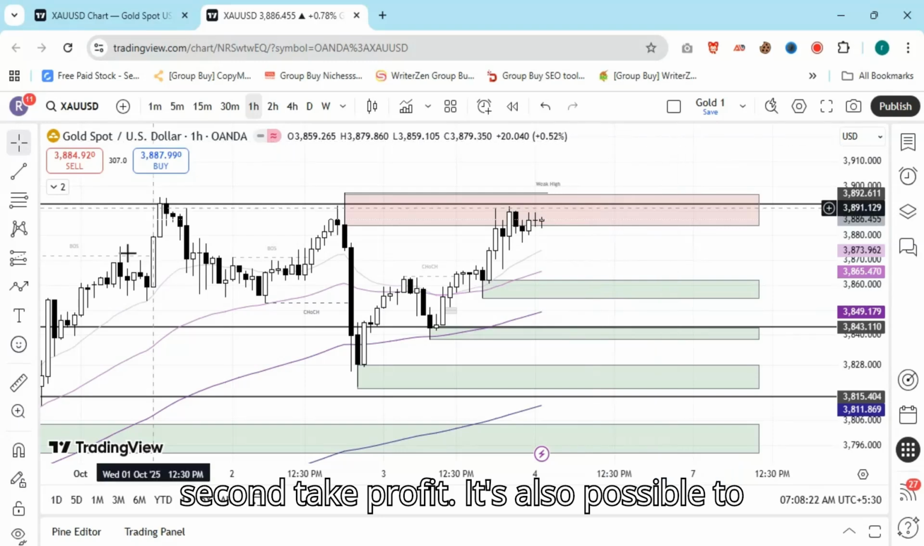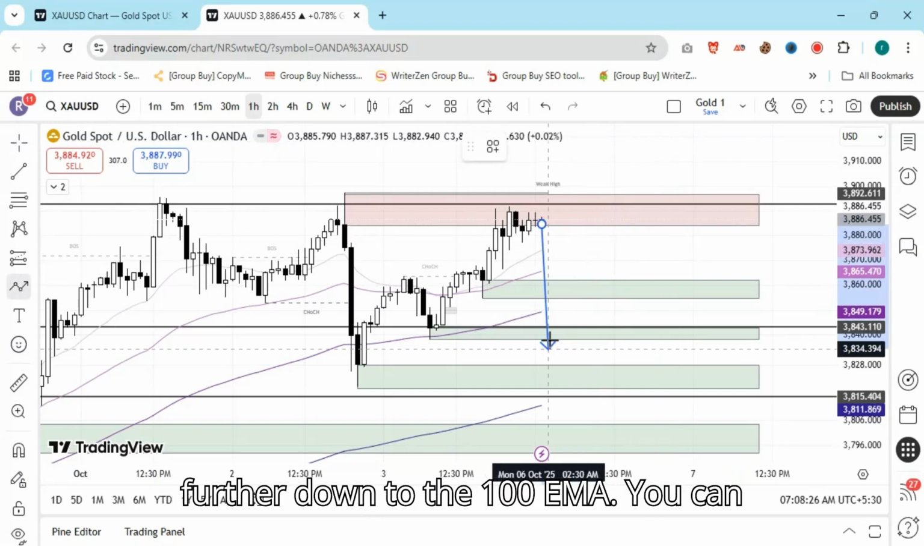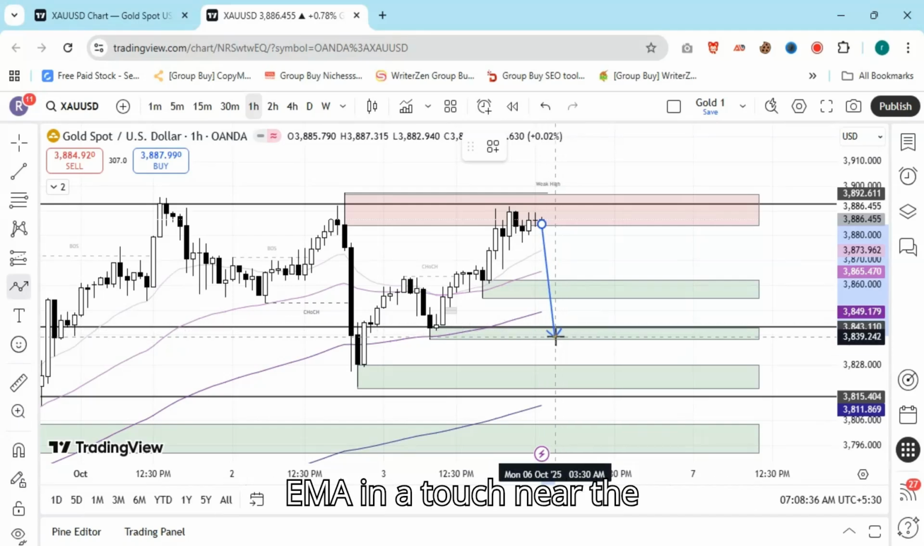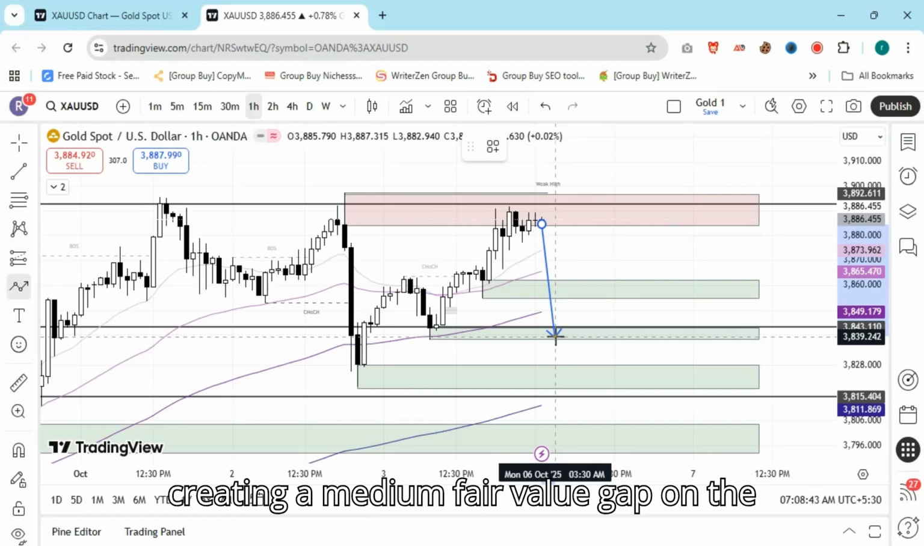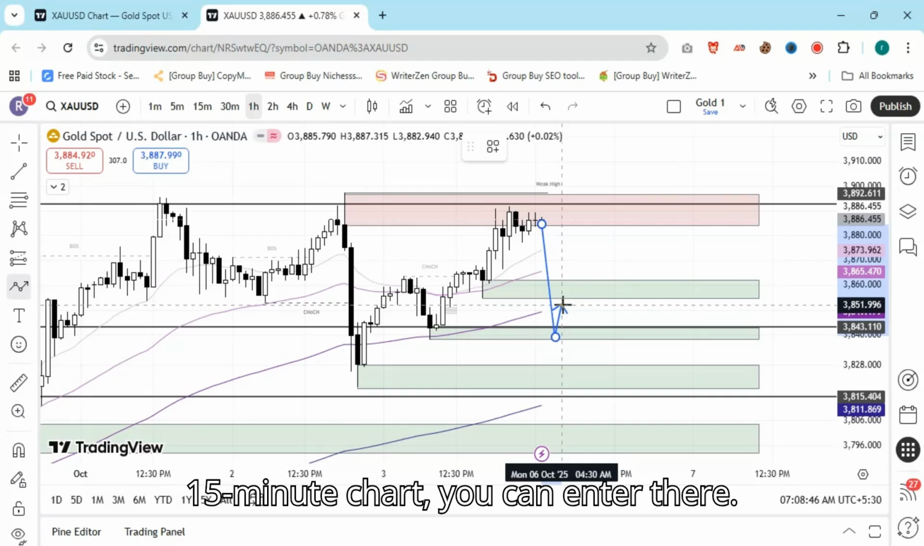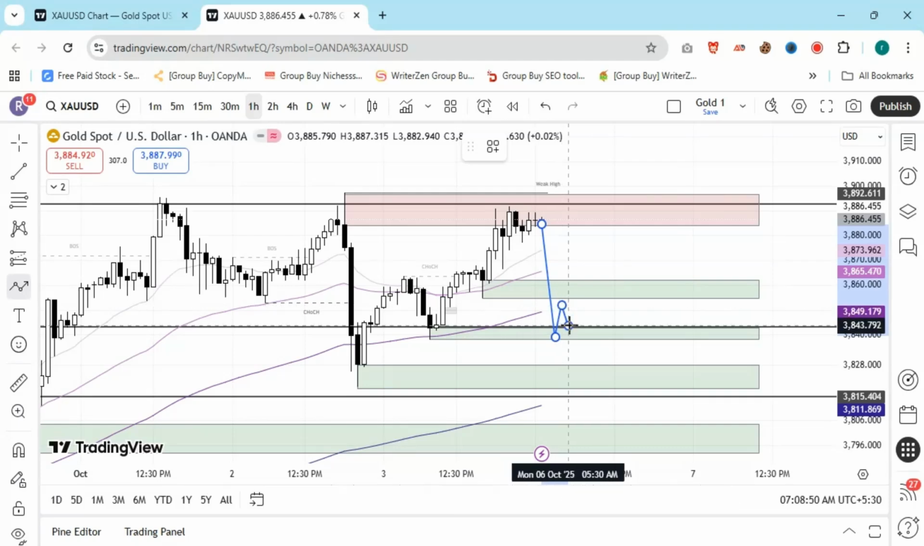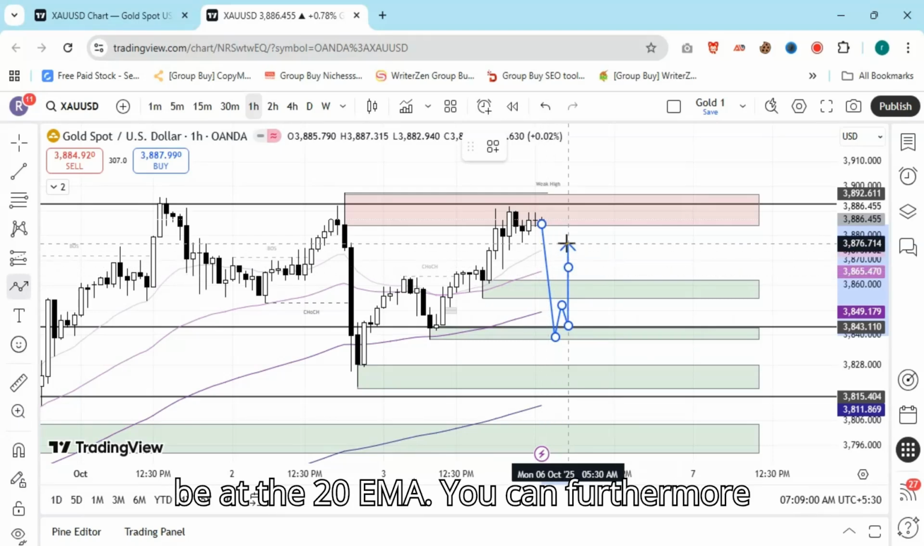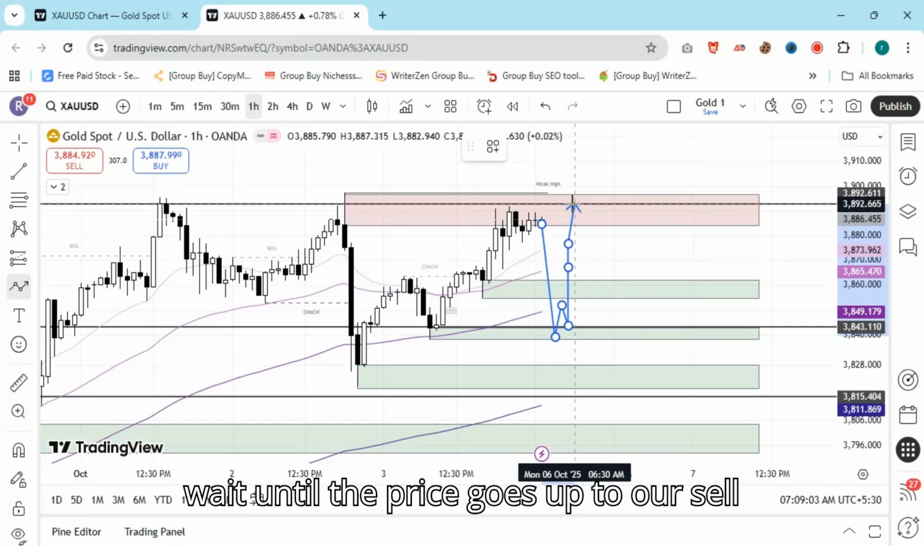It's also possible to enter the market if the price goes further down to the 100 EMA. You can expect liquidity collection below the 100 EMA and a touch near the 3,840 area. After creating a medium fair value gap on the 15-minute chart, you can enter there. Your first take profit will be around the 50 EMA, and your second take profit will be at the 20 EMA. You can furthermore wait until the price goes up to our sell zone.